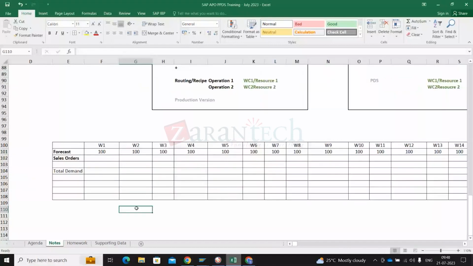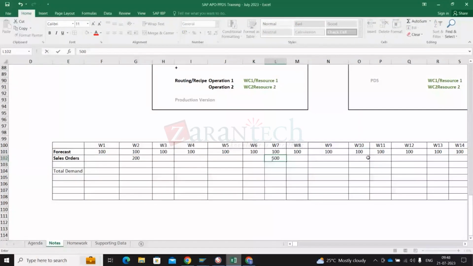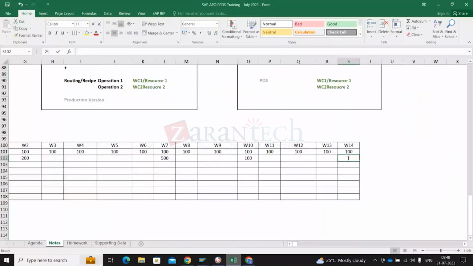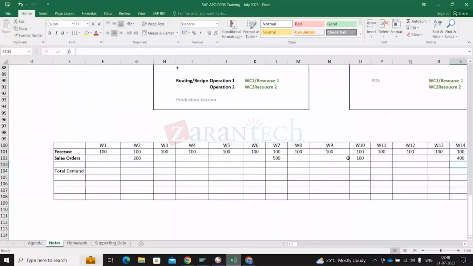Sales orders may not match exactly the same, right? Perhaps you got a sales order of 200 quantity here. Then you got a sales order of 500 quantity here. Then you got a sales order of 100 quantity here. And finally, you got a sales order of 300 quantity here, 400 quantity here. Roughly, it could be anything. Correct.